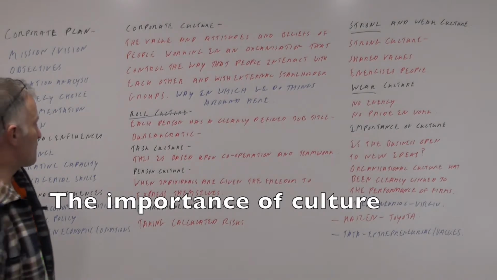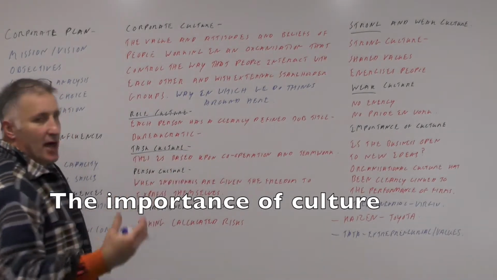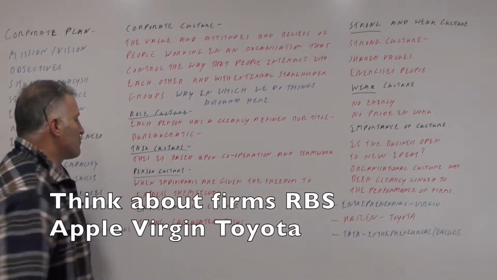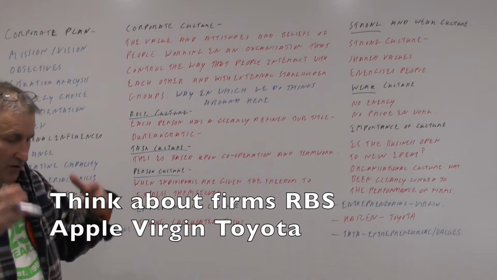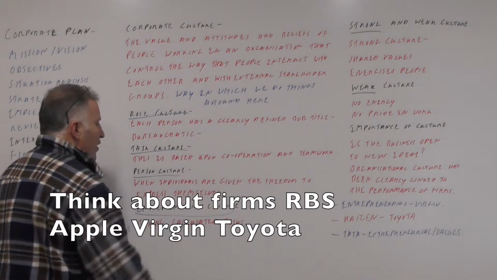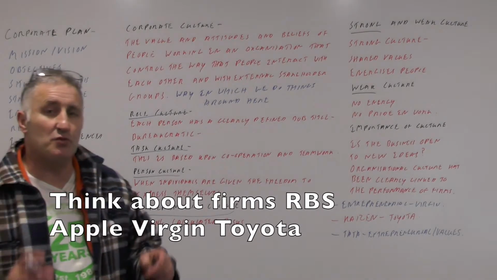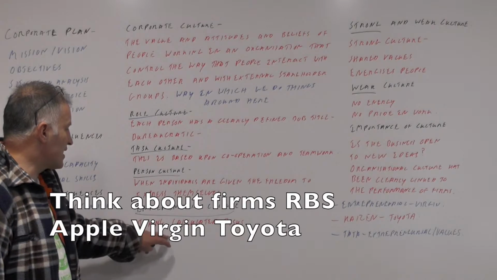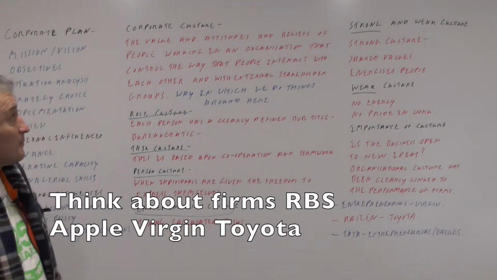A task culture is based on cooperation and teamwork. A person culture, when individuals are given the freedom to express themselves, so it's a very creative organisation. And finally, an entrepreneurial culture. Now, I think what you'll tend to find is most organisations will have a mixture of these cultures. An entrepreneurial culture is a risk-taking, taking calculated risks.